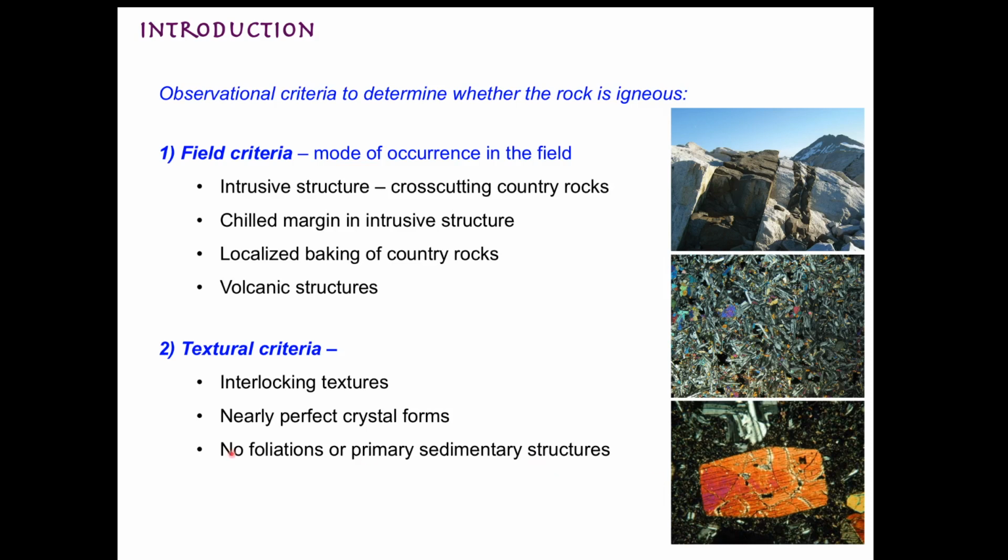And finally, no foliations or primary sedimentary structures. Except for the pyroclastic deposits, most or all igneous rocks do not show any foliation, and they do not show any primary sedimentary structures. Most metamorphic rocks, except a few, will show foliation, and many sedimentary rocks will show primary sedimentary structures. So a combination of all these field and textural criteria will guide you to recognize igneous rocks.